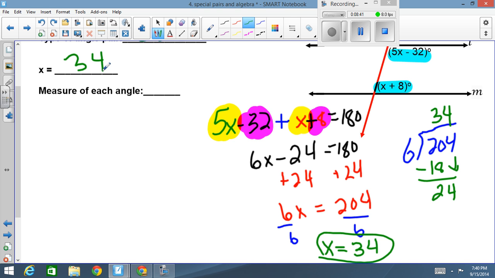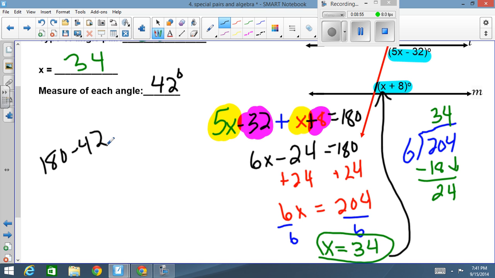Then when I want to know the measure of each angle, if I take that 34 and put it right here, 34 plus 8 is 42 degrees. And since these are supplementary, I know if I do 180 minus that 42, that's going to give me my other angle, which is a 138. Those are my two angles.